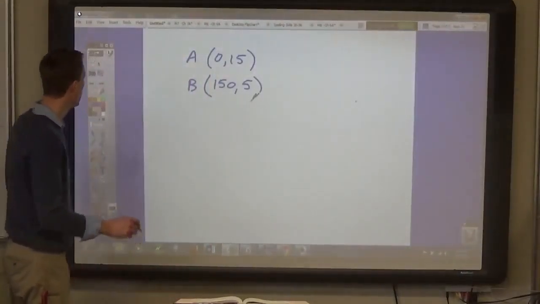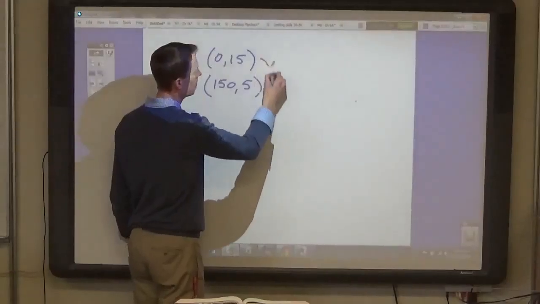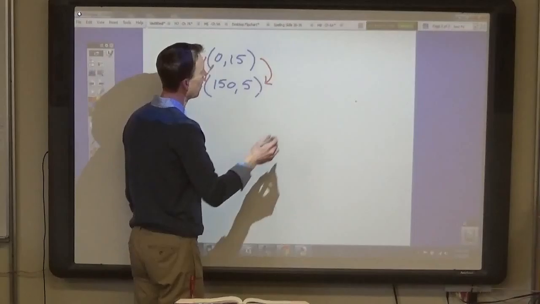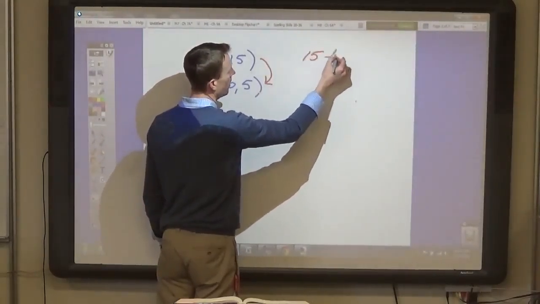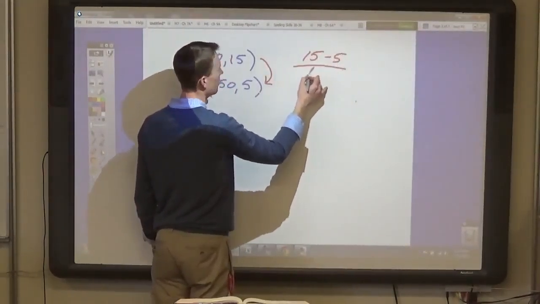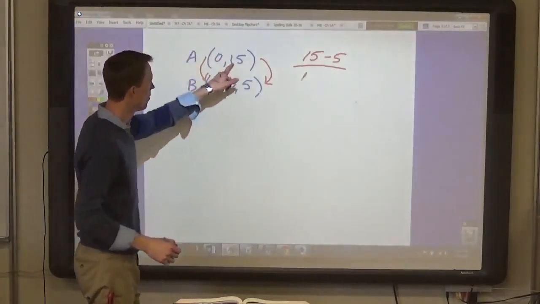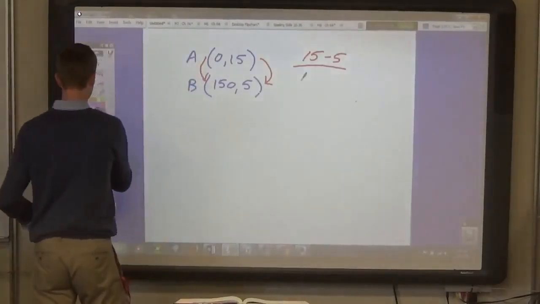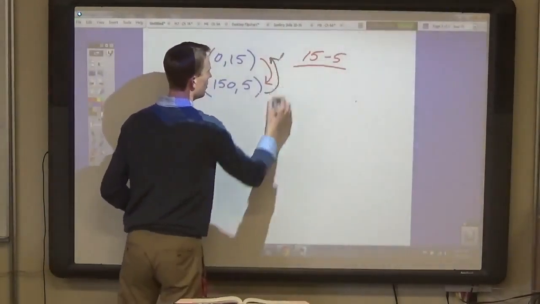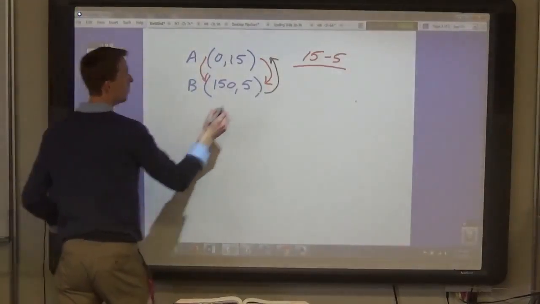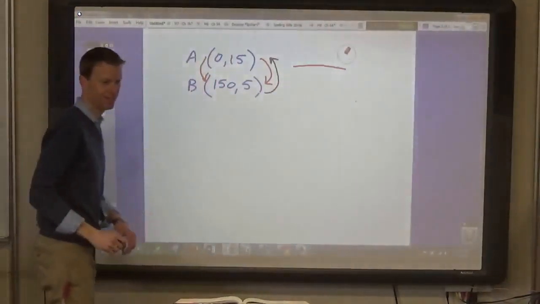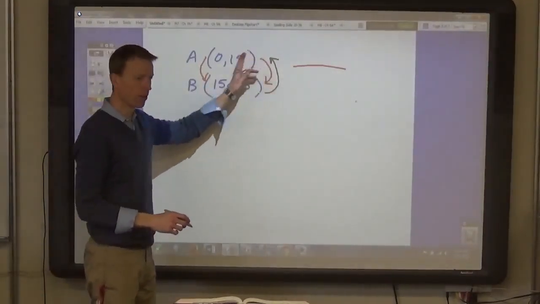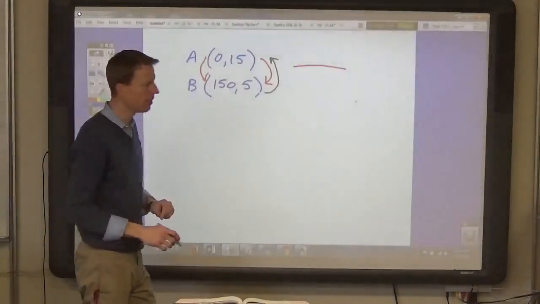So then subtract. 150 minus 0 and then 5 minus 15. You have to use the same order. Then you have to do b minus a. Well, you can do b minus a, sure, we could go that way. You can do either one. As long as you keep the same order that you are subtracting, you can use either point.